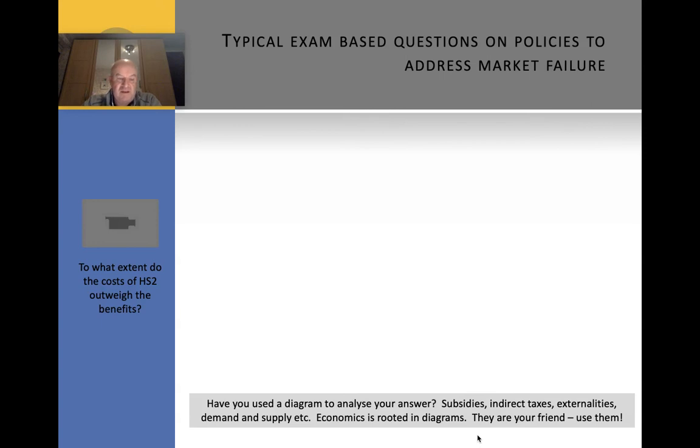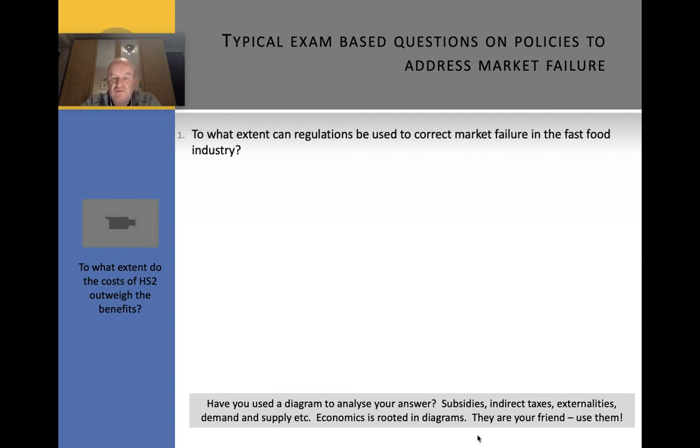Now, what we're also going to think about is maybe using this as a means to check out your understanding as well. The sorts of questions you might get asked: to what extent can regulations be used to correct market failure in the fast food industry? Well, there's an example, a to what extent question. We've clearly got to understand what regulations are, how they might be used to correct market failure in general terms, but also how they might be able to correct market failure in the fast food industry.